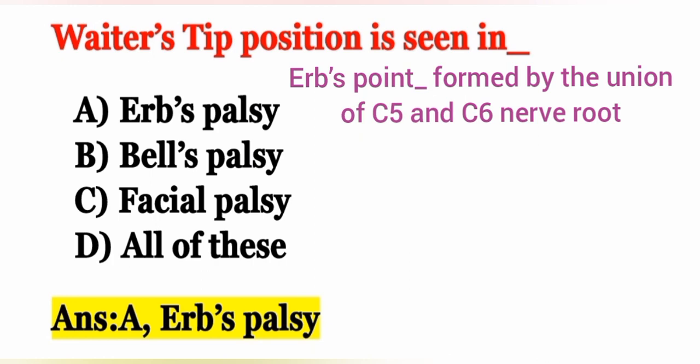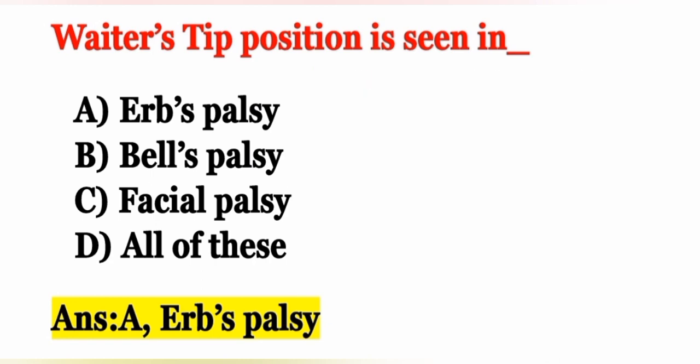Erb's point, another important question. Erb's point is formed by the union of the C5 and C6 nerve roots. Okay, this is also important. Erb's point means between C5 and C6.